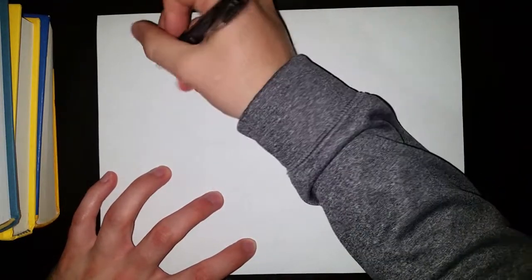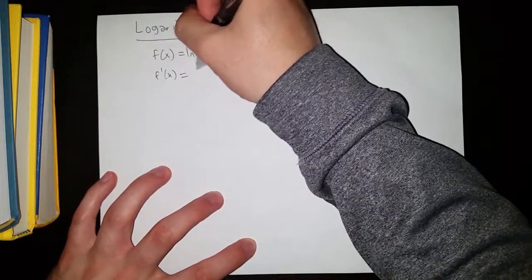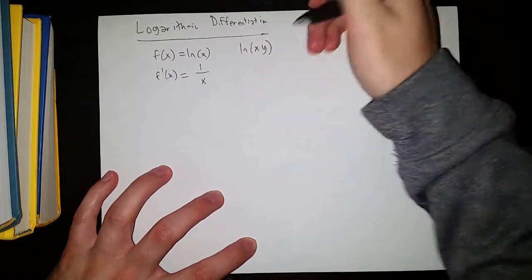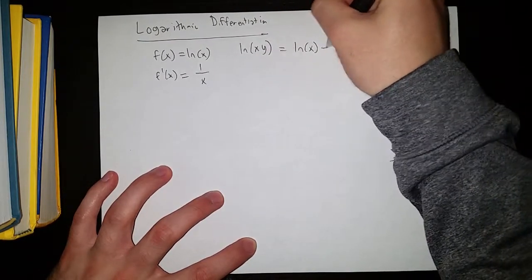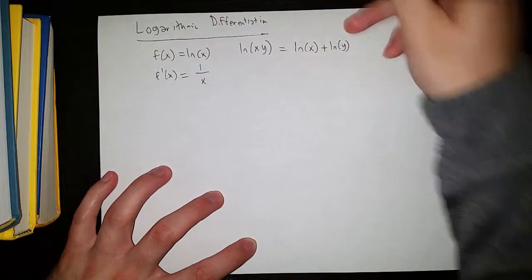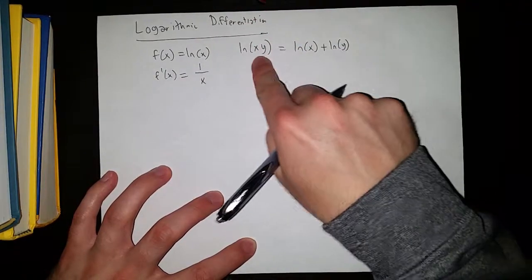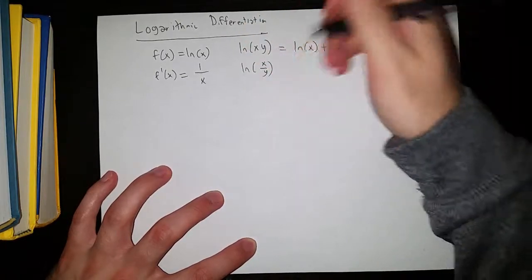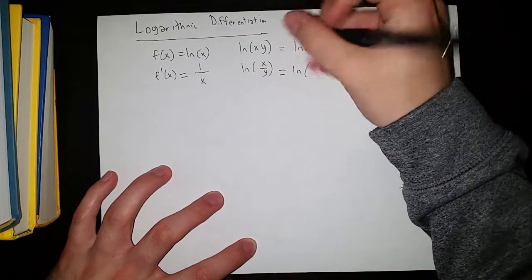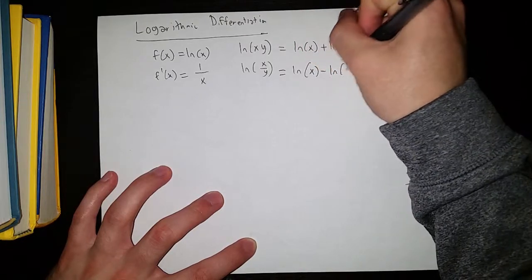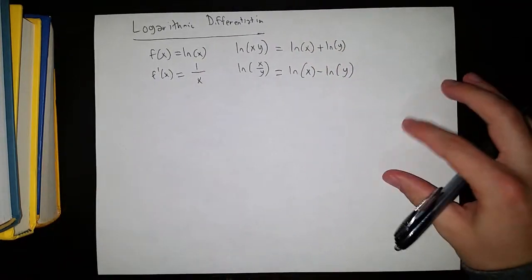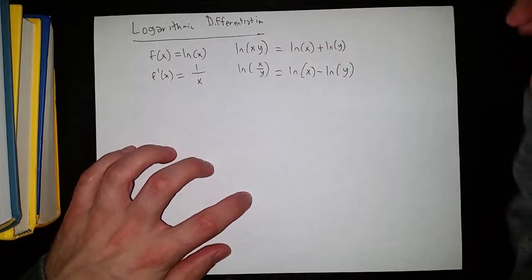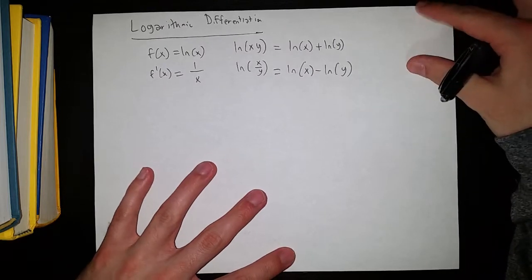Alright, so let's go through some properties of the natural logarithm real quick. If f of x equals log of x, then the derivative is 1 over x. The log of a product is the sum of the logs of the two things in the product. And the log of x over y is the difference between those two.